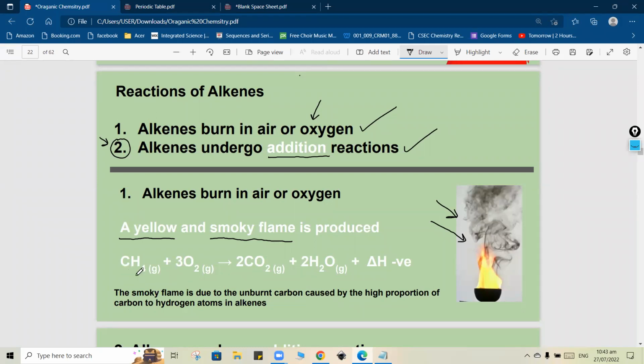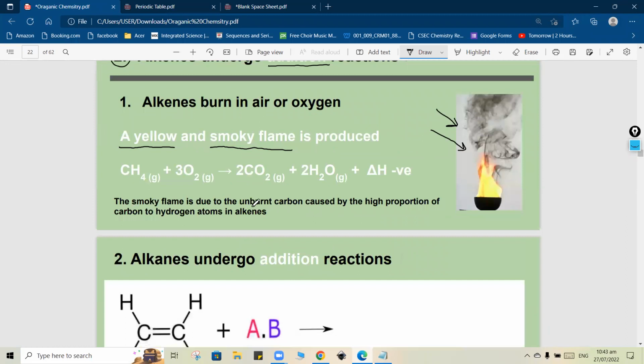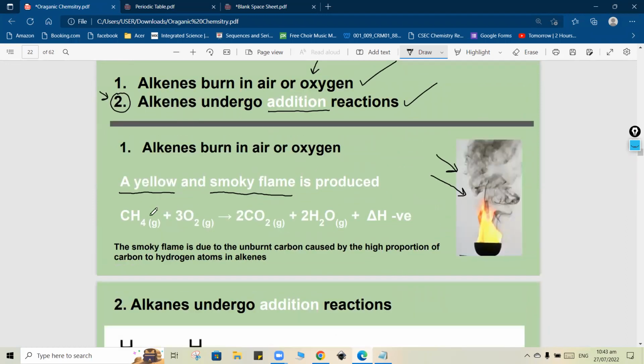Now you notice the reaction is almost the same, right? I made a slight mistake. I copied and pasted the other reaction by mistake. So here's what, just take down this for the time being. A yellow and smoky flame is produced. This here is the wrong reaction, but we're going to investigate why this is the wrong reaction.